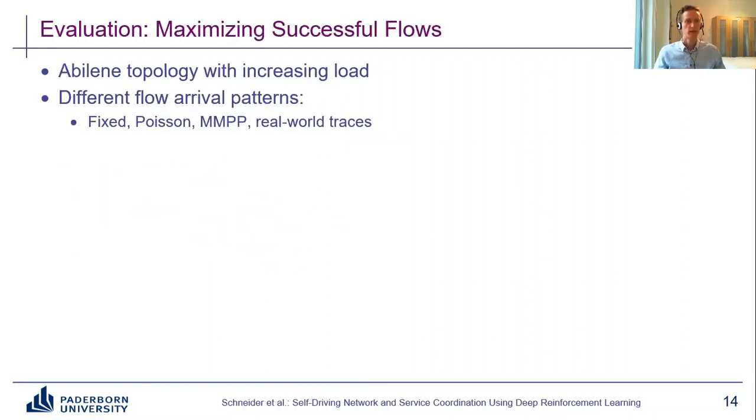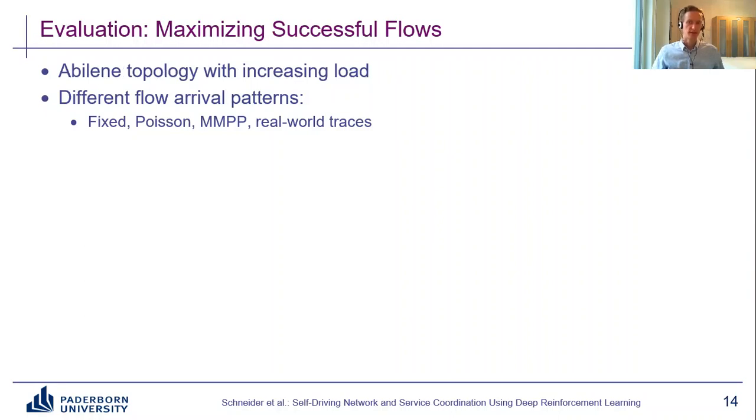So first, let's have a look at maximizing the successful flows. So first, just maximizing the first objective and not at all trying to minimize the end-to-end delay. For that, we look at the Abilene topology. So this is a US network. And we look at that with increasing nodes. Particularly, we first look at that with 1 ingress node, and 2 ingress nodes, 3, 4, 5. And at each ingress node, flows arrive at the same traffic pattern and the capacities are fixed. So the load in the network increases with more ingress nodes.